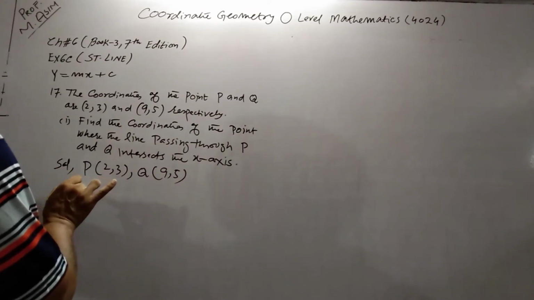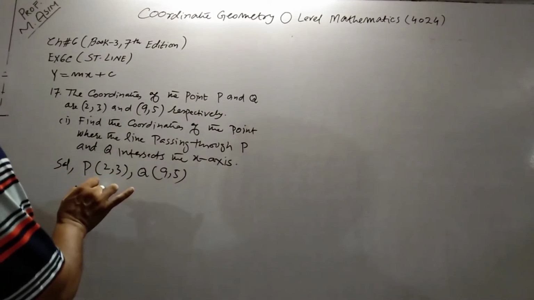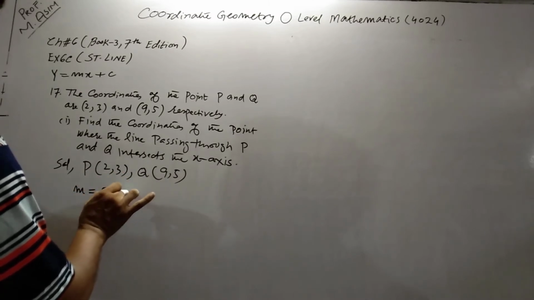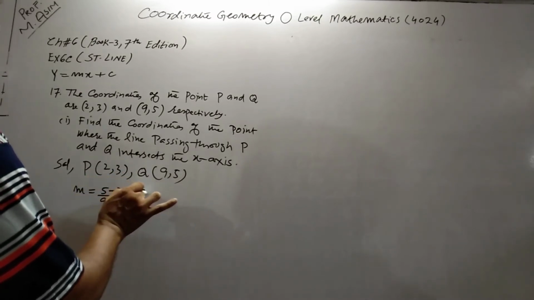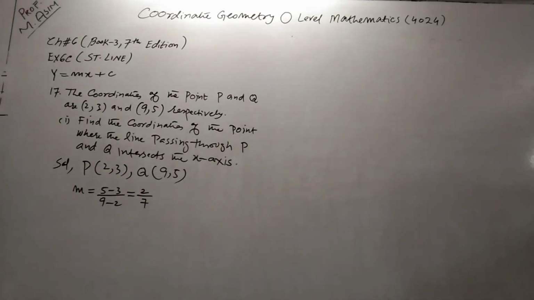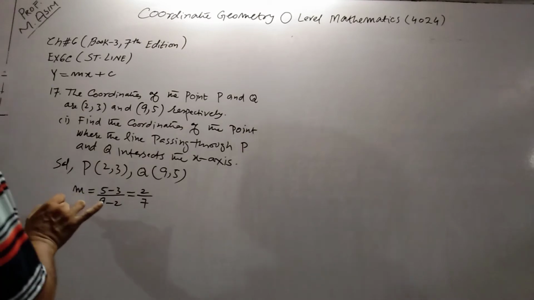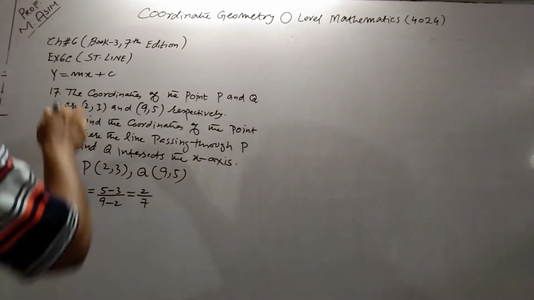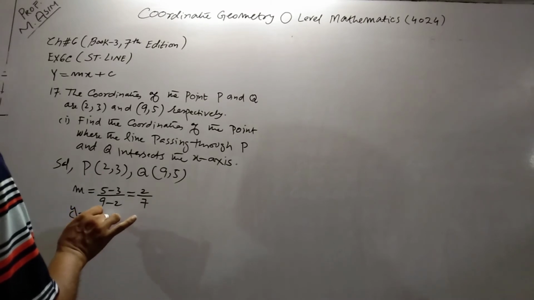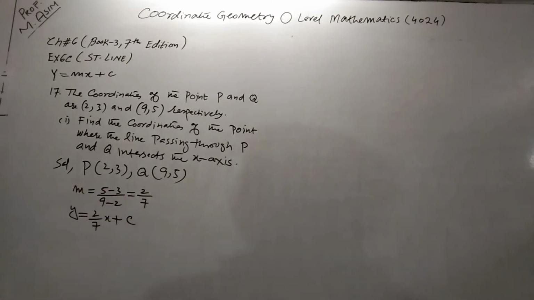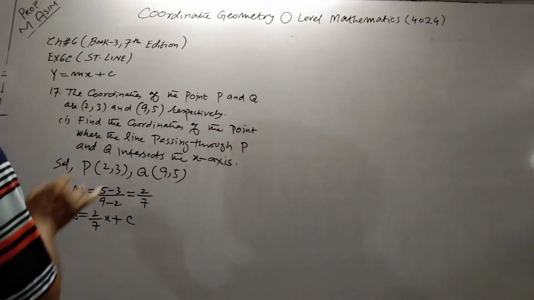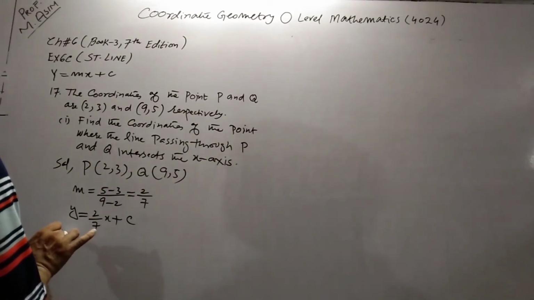What is the formula of gradient? y2 minus y1, 5 minus 3, upon x2 minus x1. 5 minus 3 is what? 2. 9 minus 2 is what? 7. So the answer of the gradient is 2 upon 7. Now y is equal to mx plus c. What is the value of m? 2 upon 7 x plus c. Satisfy any one of the points to find the equation of the straight line. So I am satisfying this.